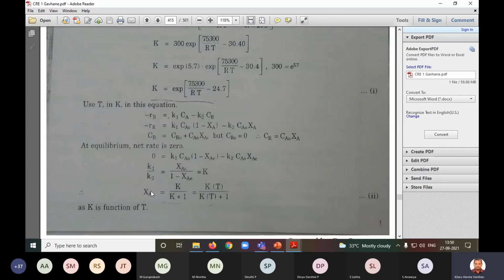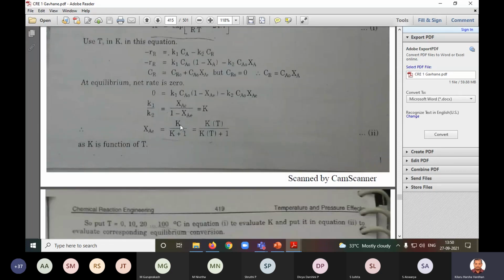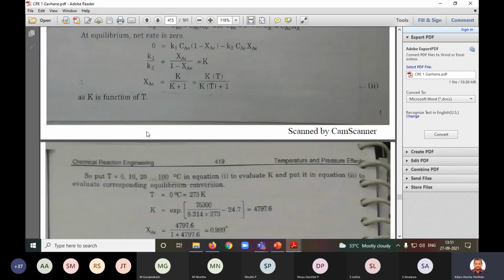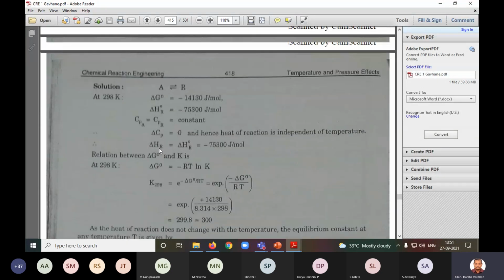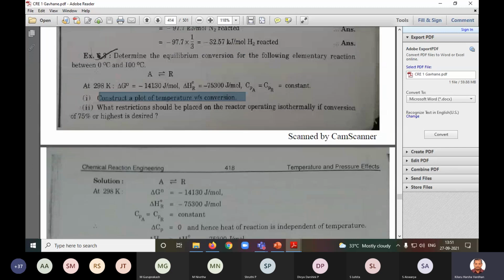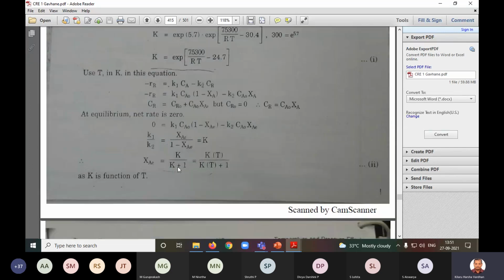So XAE is K at a temperature by K at a temperature plus 1. So K is a function of temperature. So from this you can calculate XAE. We already have K, one formula. That K you substitute here, calculate XAE. So put T as 0, 20, and 100 because you are having the limit from 0 to 100. That is what he is asking. So put some values here and then try to calculate.